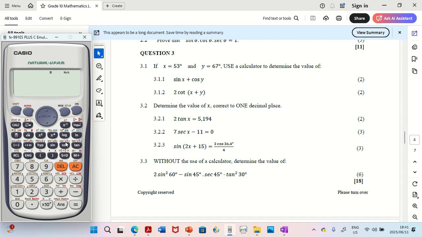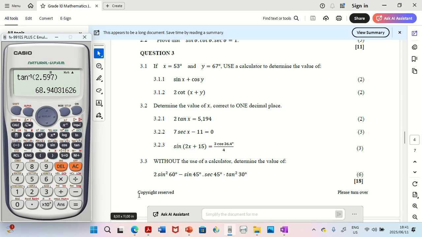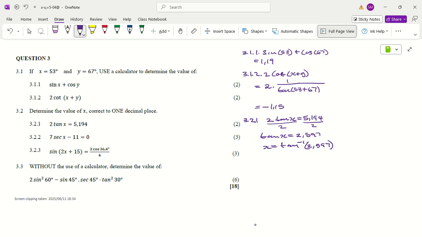Let's see when we press our calculator now. I'll just restart the calculator. We said that we are going to press shift first and then tan, and then the negative 1 must appear there. Then we are going to press 2,597. Then you close the bracket, then you press equal to, and then it's going to give you 68,94, and we are going to round off to 1 decimal place. So x is equal to 68,9. Very simple there.